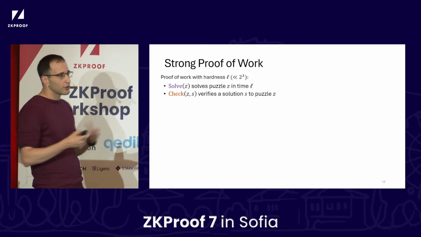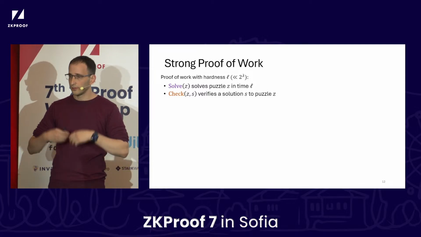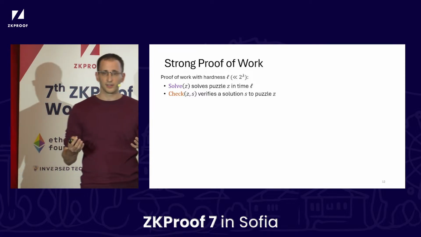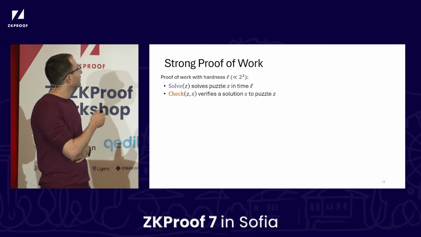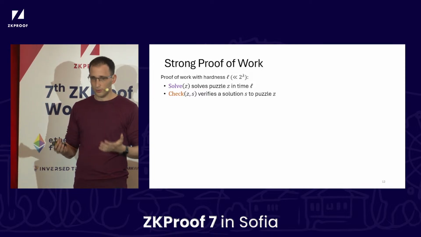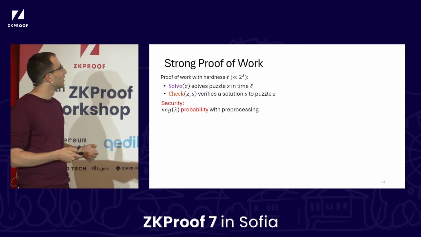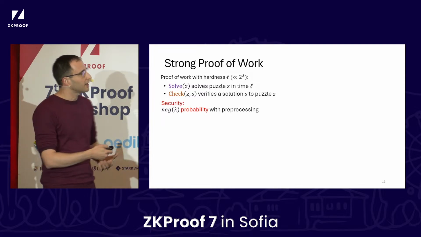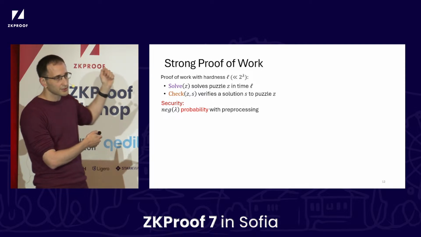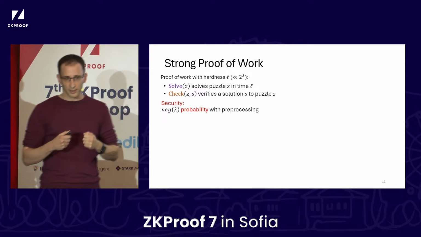We have two algorithms. Solve gets a puzzle Z, which is our challenge, defining something we need to solve, and it solves the puzzle in time L. And Check gets a puzzle and a solution and can very quickly verify that the solution is correct. These are the completeness properties of any proof of work. The security that we want is that there is negligible probability, negligible in lambda, of solving the puzzle if you run in time less than L.